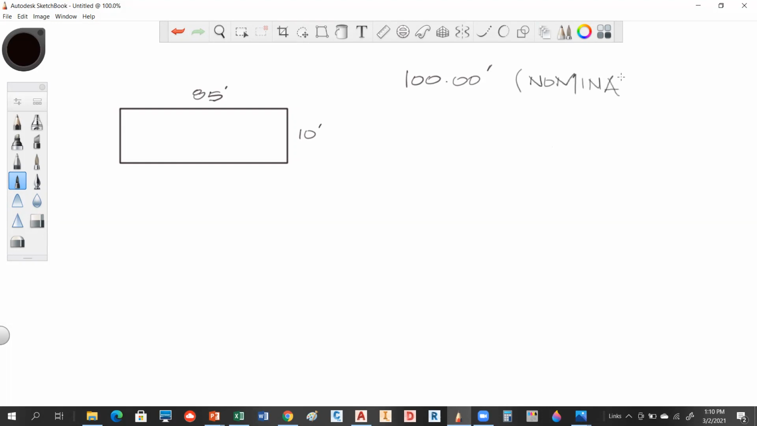Nominal means in name only. So it says it's 100 feet, but the true distance is 100.03 feet. So we have to lay this slab out with a steel tape that's longer than it should be. So what we have to do is what's called an incorrect length correction, and then apply that.